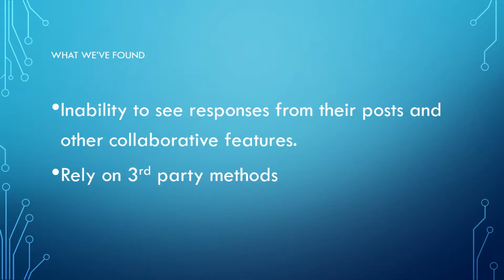Now, what we found as far as these particular problems is that students do have the inability to see responses from their posts and other collaborative features when they make responses to groups. They can't see if anybody posts replies to them unless they're the creators of the content. When students and teachers reply to discussion posts, they are unable to see whether or not the students actually get the responses. And a lot of groups do rely on third-party methods, whether it's Slack, Google Docs, Hangouts, and other such sources. They look towards other sources that do not relate to Canvas due to its inefficiency to accommodate groups like these other third-party methods do.